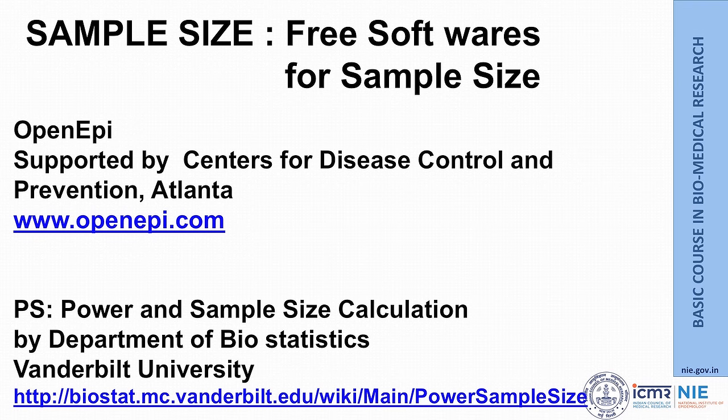There is a tutorial for this particular software which gives you some examples, and depending on what sort of study design you have, you can plug in the values that the software asks and you will get the desired sample size. Another one is called PS, that is Power and Sample Size Calculation. This is by the Department of Biostatistics, Vanderbilt University. This is also an open source software. This is also a fairly user friendly software where you can compute your sample sizes.